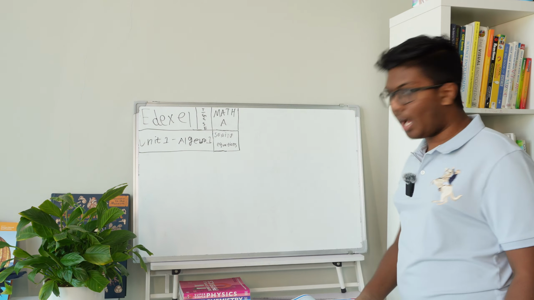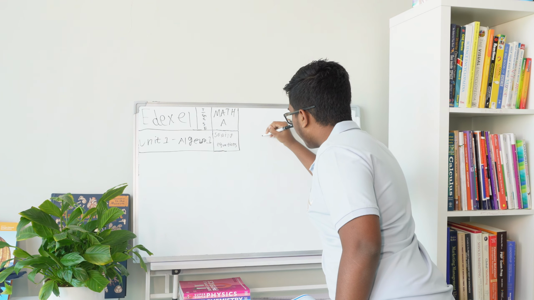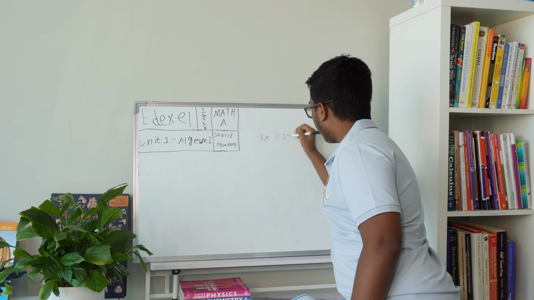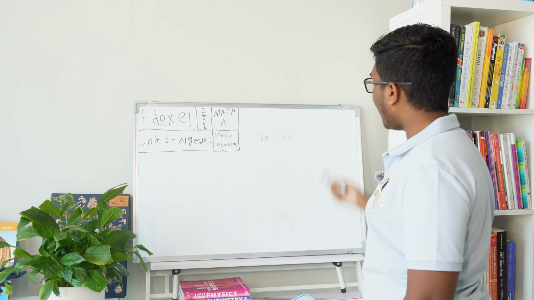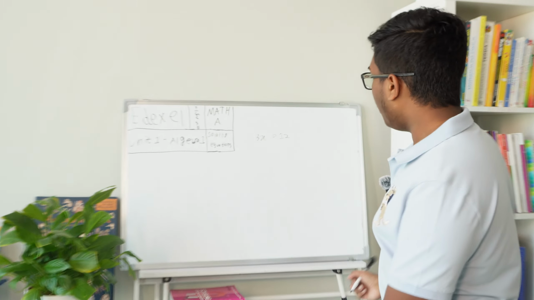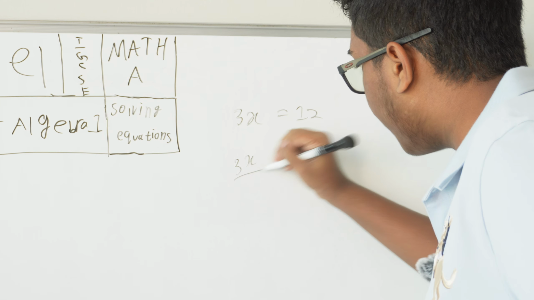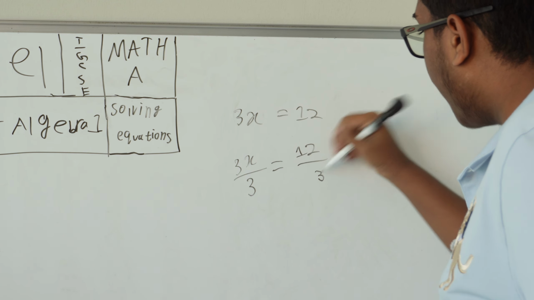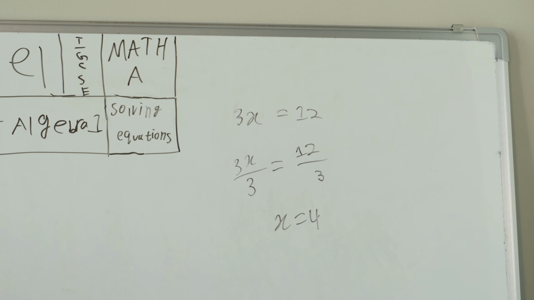Well, what we're going to do now is a bit more complex. Let's say 3x is equal to 12. Now this is a bit different in that the 3 is being multiplied with x to give 12. What we're going to do here is divide both sides by 3. So 3x divided by 3 is equal to 12 divided by 3. And now we get x is equal to 4. It's pretty simple, isn't it?